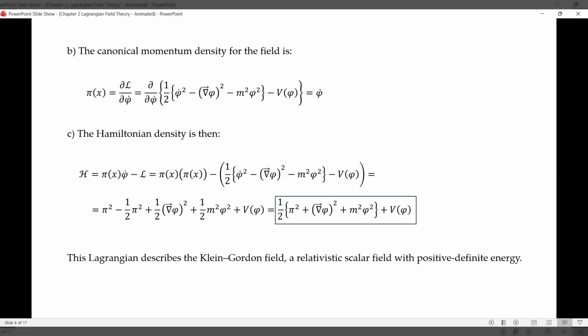This Hamiltonian corresponds to the Klein-Gordon field, a relativistic scalar field with positive definite energy. It's one of the simplest examples of how classical field theory connects directly to quantum field theory. The energy density of the field is always positive, ensuring physical stability. Pause the video here if you want to copy the full Hamiltonian derivation before we move on to the next section.